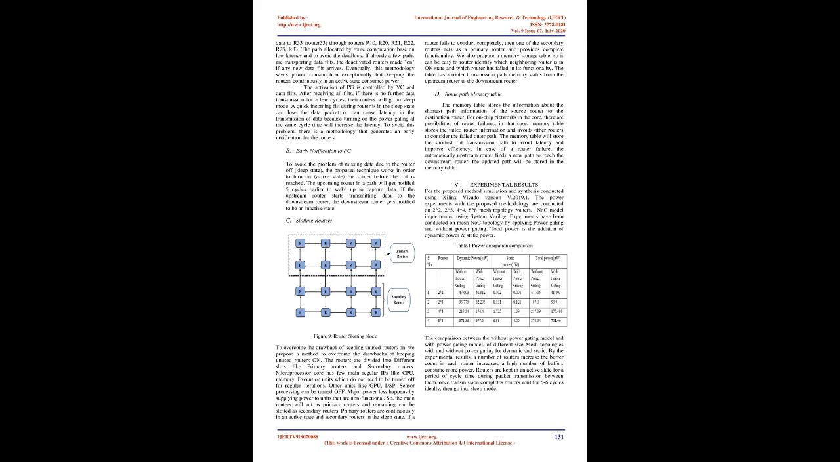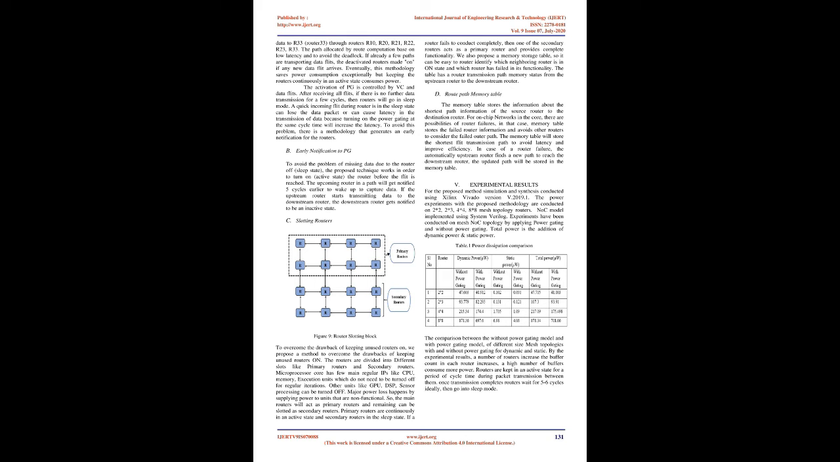If a few paths are already transporting data FLITs, the deactivated routers are turned on if any new data FLIT arrives. Eventually, this methodology saves power exceptionally, whereas keeping the routers continuously in an active state consumes power. The activation of PG is controlled by VC and data FLITs. After receiving all FLITs, if there is no further data transmission for a few cycles, then routers will go into sleep mode. A quick incoming FLIT while the router is in the sleep state can lose the data packet or cause latency in the transmission of data, because turning on the power gating in the same cycle will increase the latency. To avoid this problem, there is a methodology that generates an early notification for the routers.